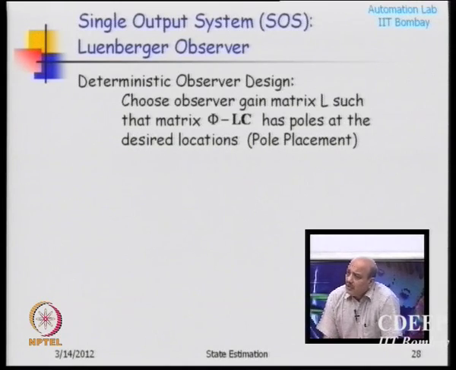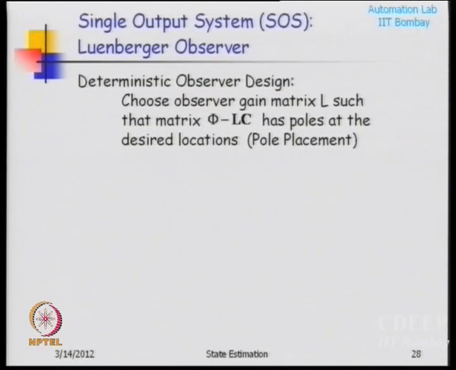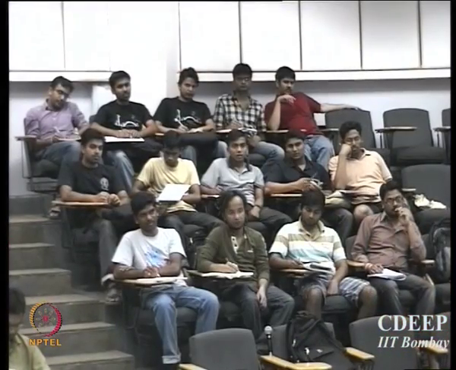Now, if you specify poles of a system, how many poles can you specify? N. What is the dimension of this matrix phi minus LC? What is the dimension of the phi matrix? N cross N. There are N states. What is the dimension of the L matrix? N cross R, if there are R measurements. And what is the dimension of the C matrix? R cross N. So what is the dimension of phi minus LC? N by N. How many eigenvalues does it have? It has N eigenvalues.